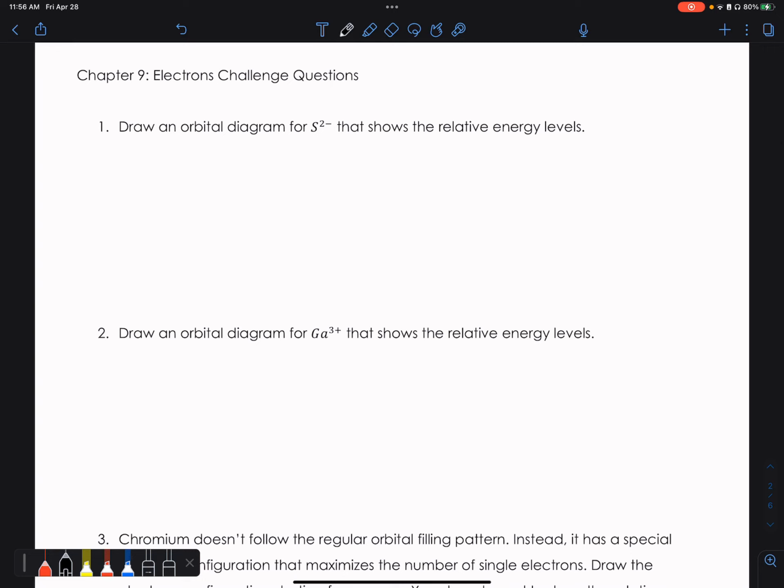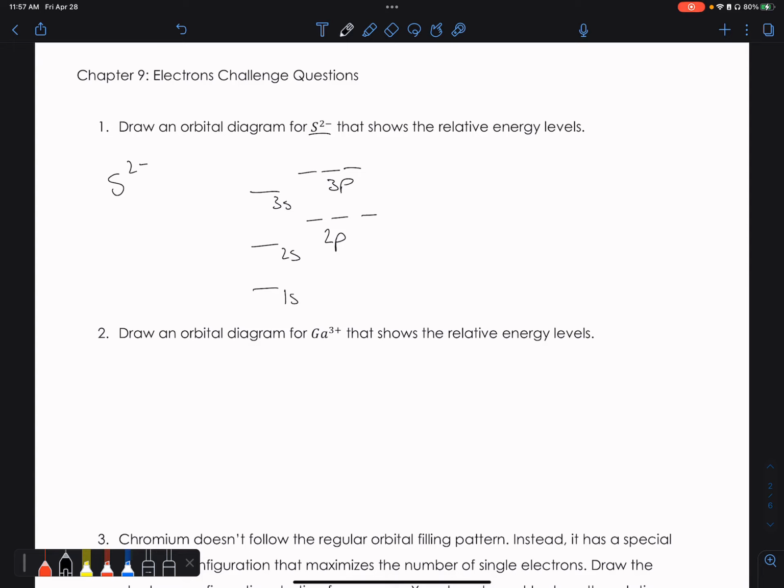If we want to draw an orbital diagram for sulfur, or sulfide because it's the ion, that shows the relative energy levels. These orbitals have different energy levels, and that's why we're filling from the bottom to the top. So this is going to be the 1s orbital, this is the 2s orbital, that's the 2p orbital. And the periodic table is very helpful here. So this is going to be 3s and then 3p. Now notice that this is S2 minus.